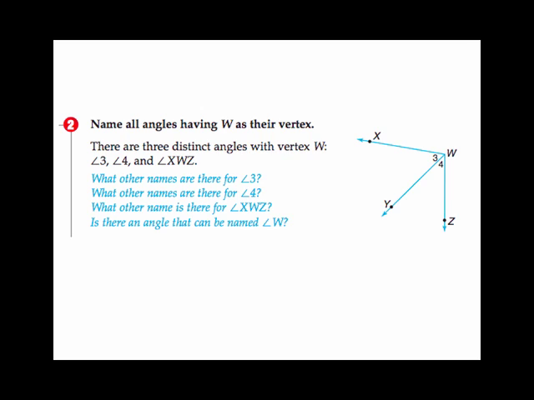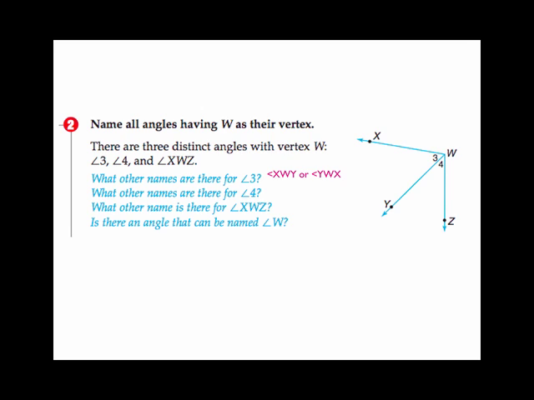Let's name all of the angles here that have W as their vertex. There are 3 distinct angles with the vertex W. We have angle 3, angle 4, and the larger angle, which is the combination of 3 and 4, angle XWZ. What are other names for angle 3? Could be angle XWY or angle YWX. It doesn't matter which order we start with, as long as we put the W in the middle.